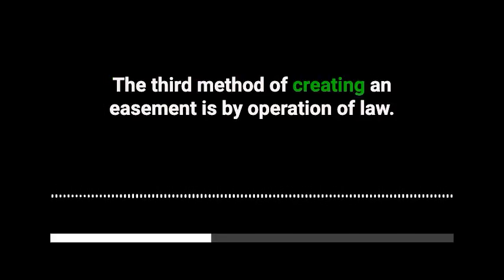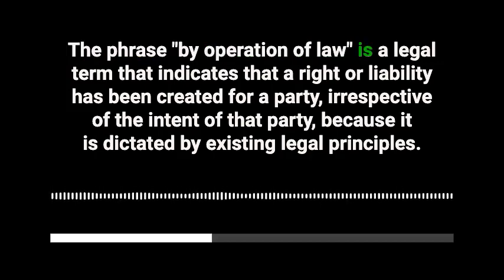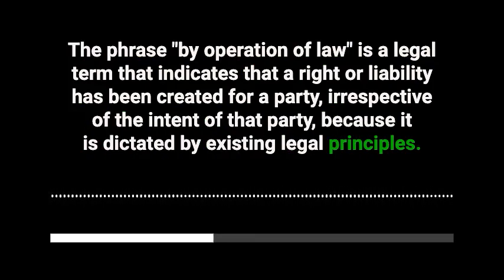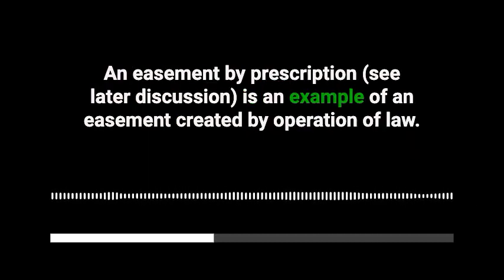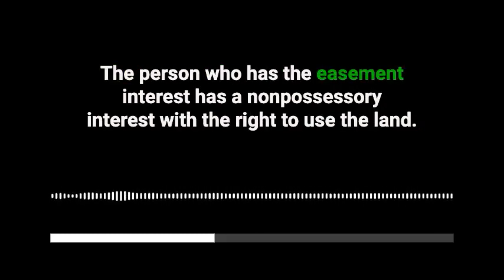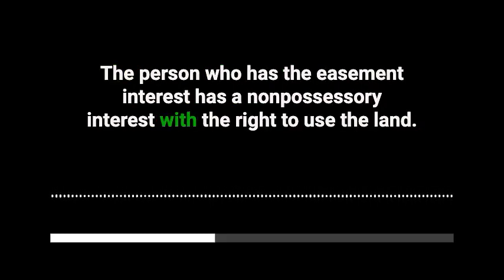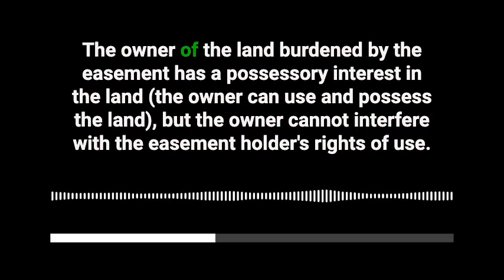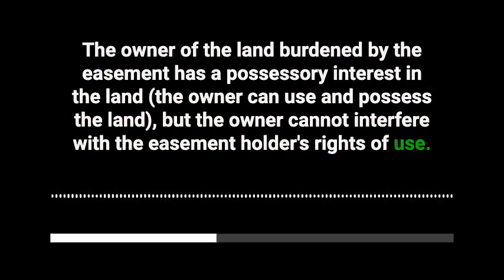The third method of creating an easement is by operation of law. The phrase by operation of law is a legal term that indicates that a right or liability has been created for a party, irrespective of the intent of that party, because it is dictated by existing legal principles. An easement by prescription is an example of an easement created by operation of law. The person who has the easement interest has a non-possessory interest with the right to use the land. The owner of the land burdened by the easement has a possessory interest in the land, but the owner cannot interfere with the easement holder's rights of use.